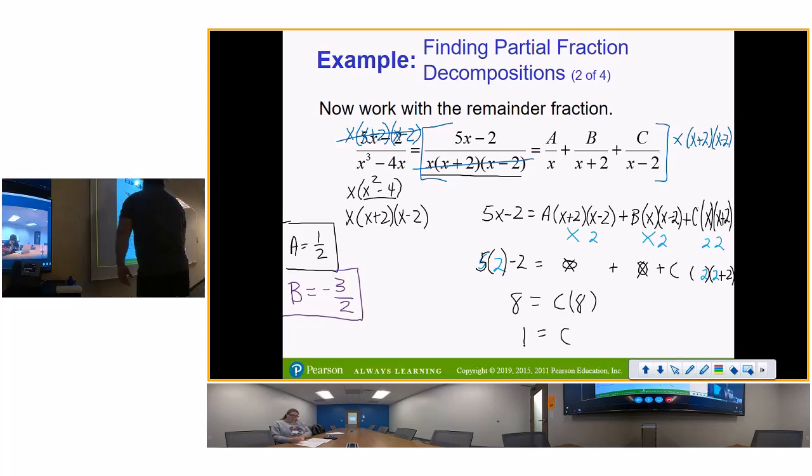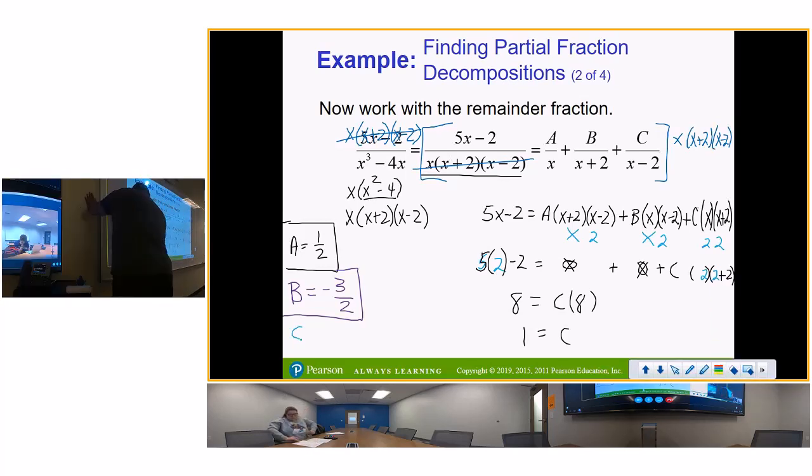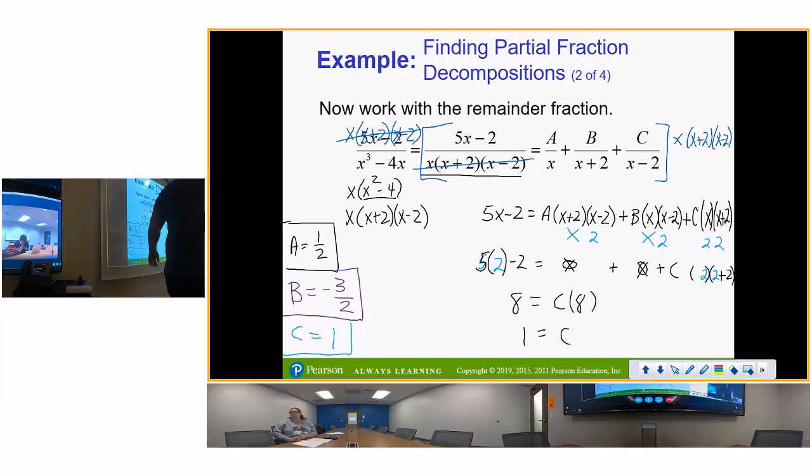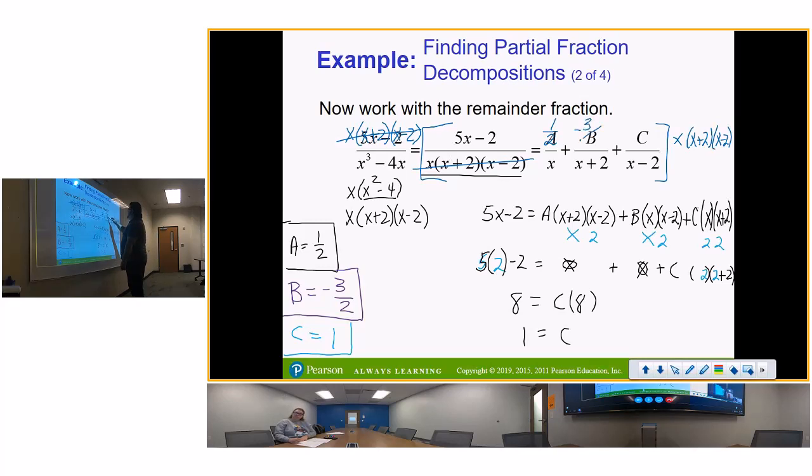And C, we'll do that in blue. C is equal to 1. And what are we going to do with those three numbers? Plug them into the thing at the top. Right up here. So I'm going to take my blue marker and put a 1/2 here. Okay? And I'm going to put a -3/2 here and a 1 here.